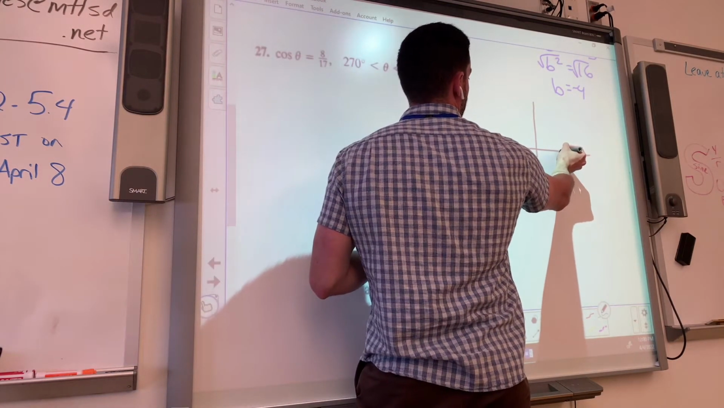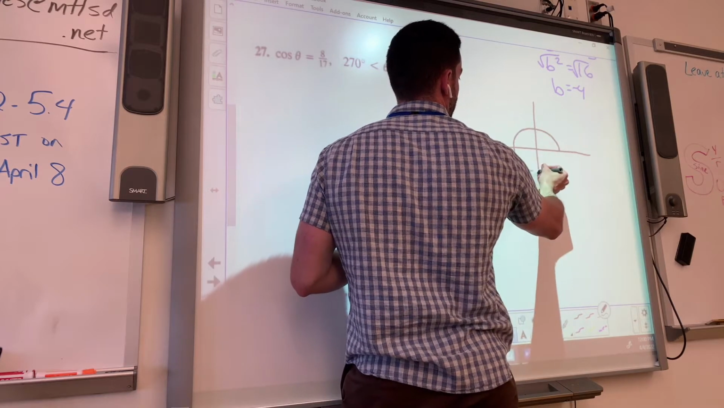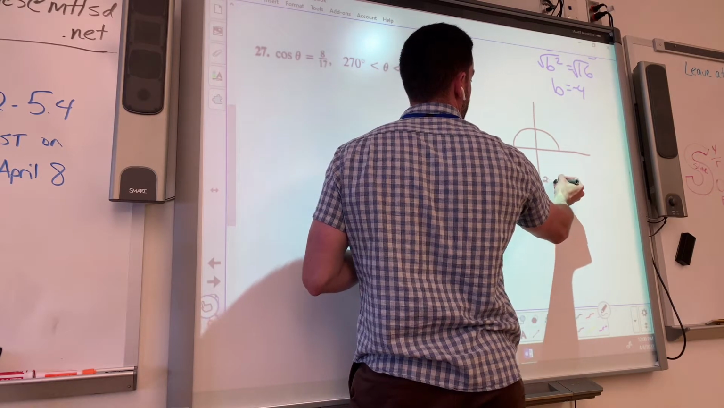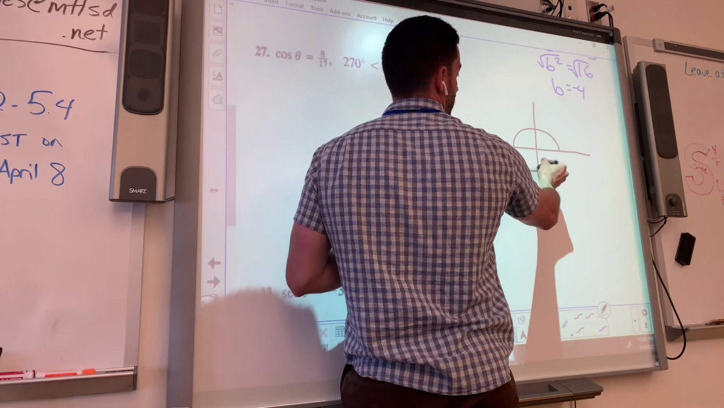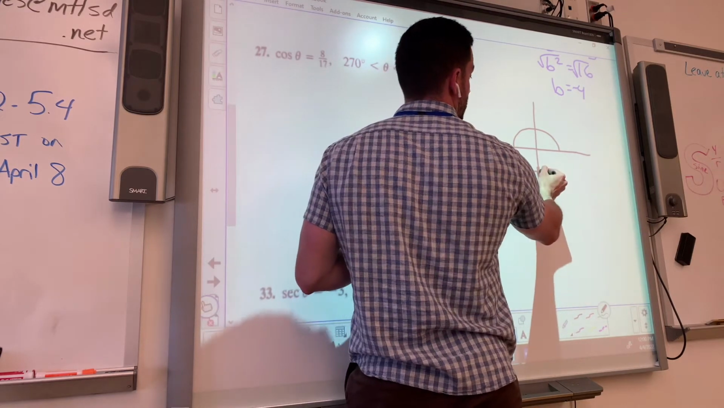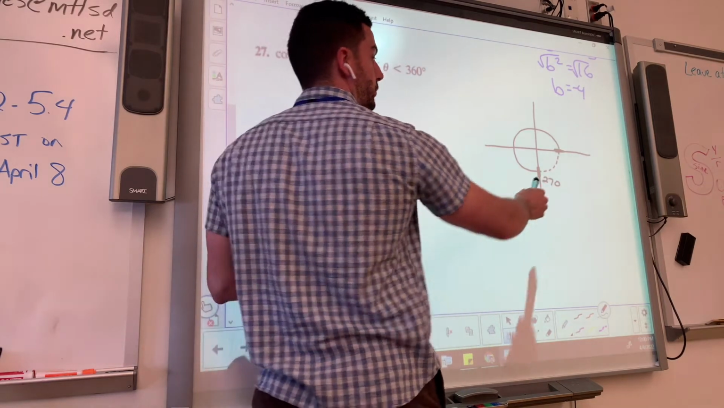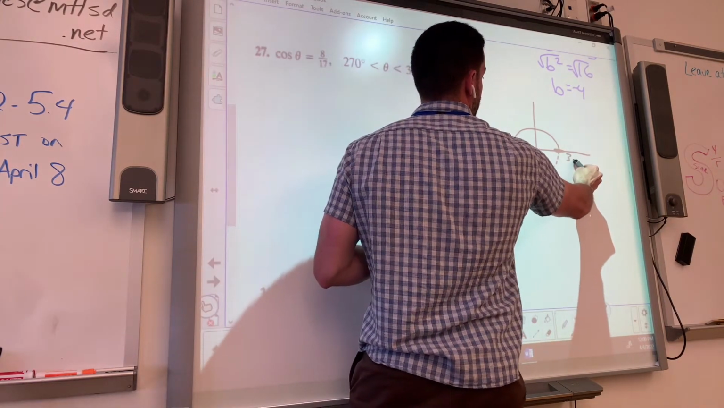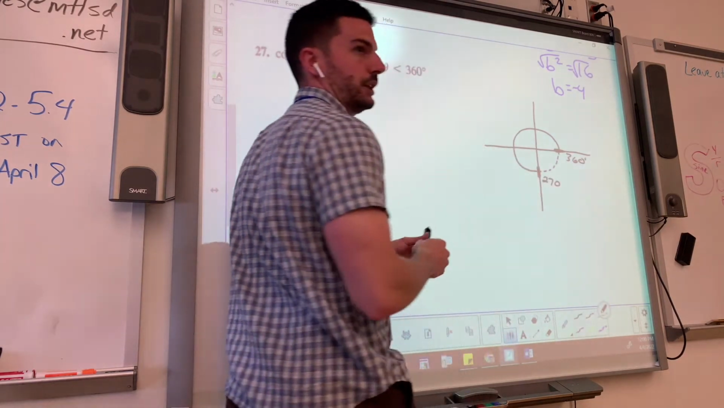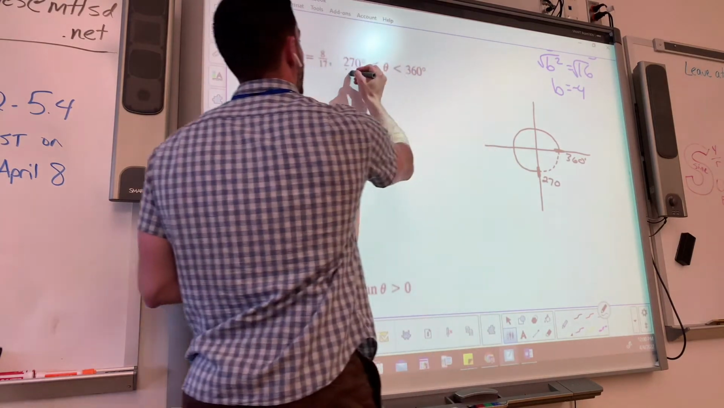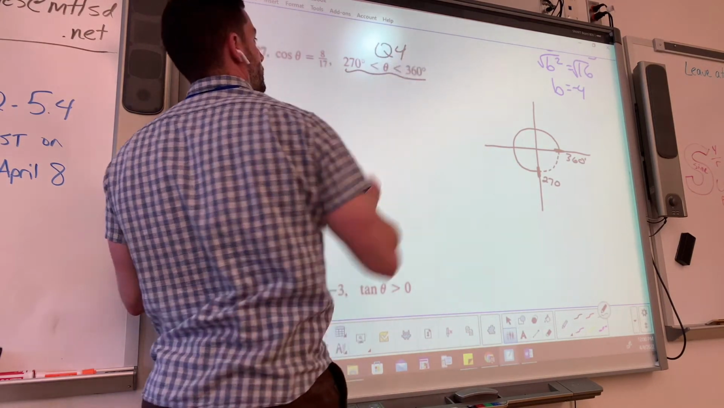So it's like starting from here, a 270-degree angle would be about a 3/4 turn and take you to about there. And then a 360-degree angle would take you the rest of the way, right? So if it's between 270 and 360, it's got to be in quadrant 4. Okay, so that's what that's telling you.